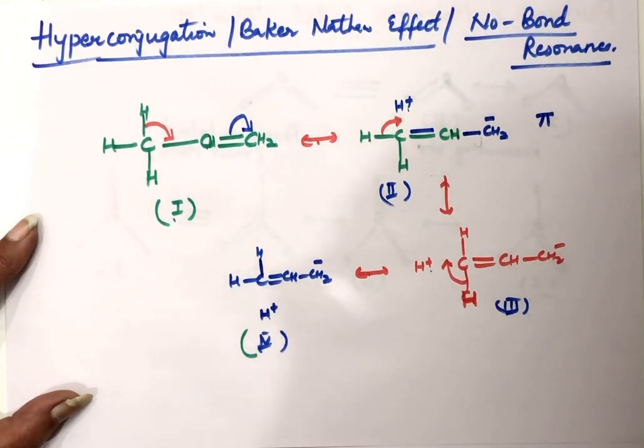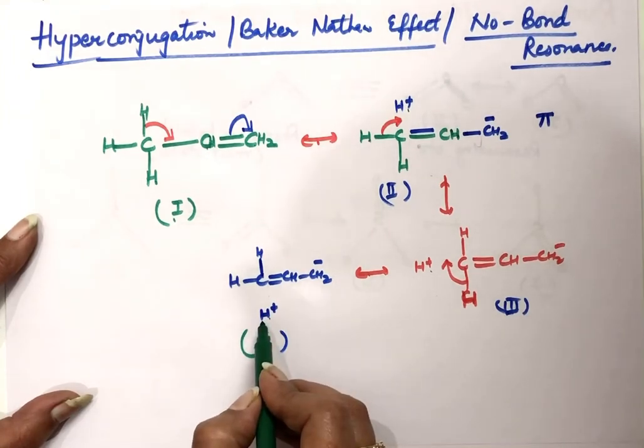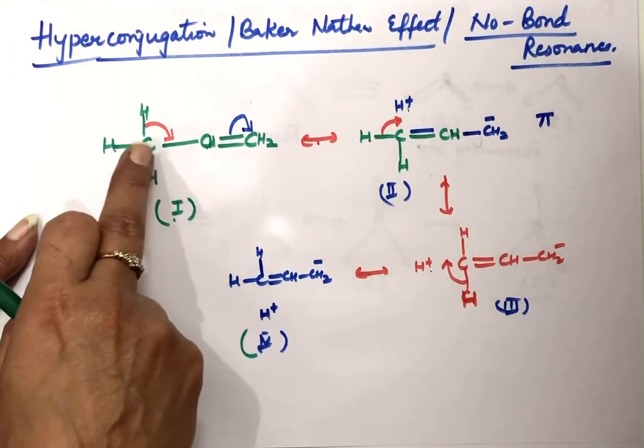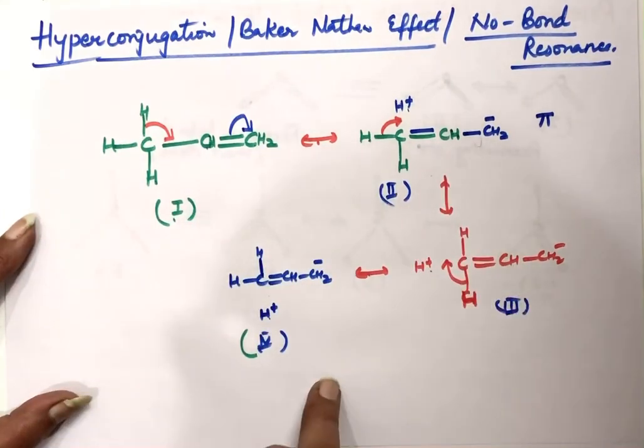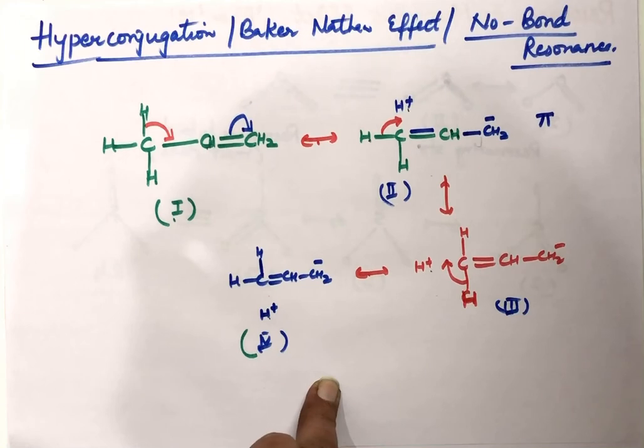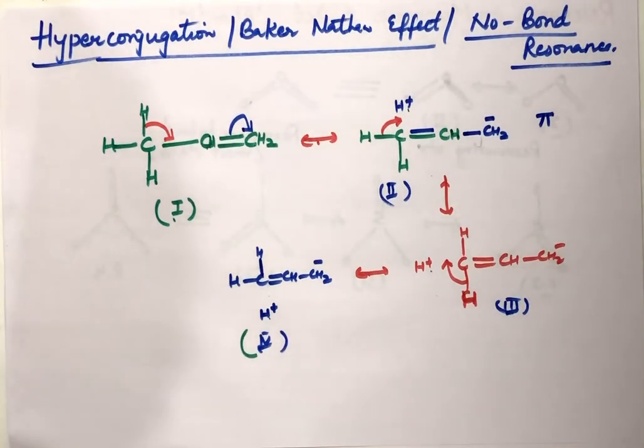Hyperconjugation occurs through hydrogen atoms, and the more alkyl groups attached here, the more hyperconjugating structures and the more the stability. So this is about this topic, in which we have done electronic displacements in a covalent bond.